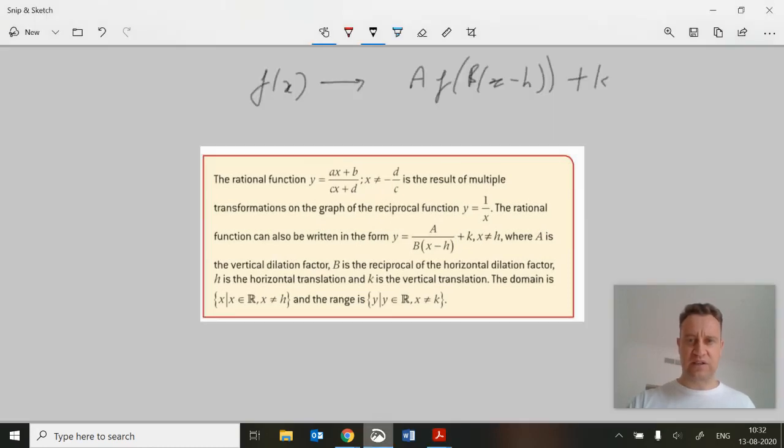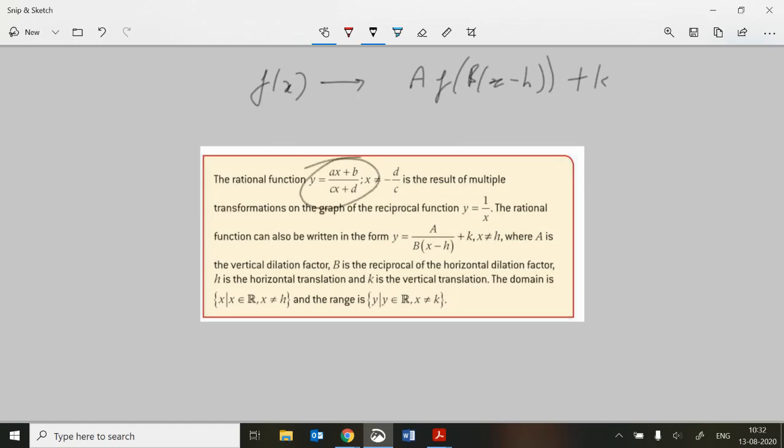Essentially, have a little look at this. So we're talking about this. We're saying, let's take this rational function, let's make it look like this, and let's consider how do you take the original reciprocal function to this reciprocal function using transformations. That's the basis of this.